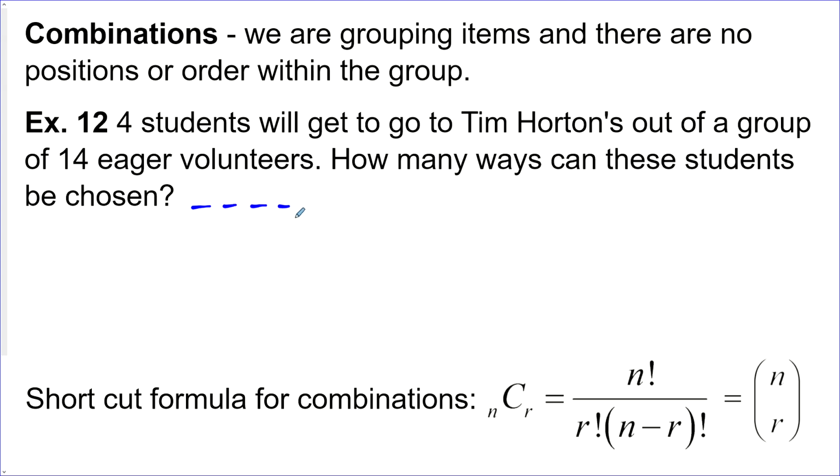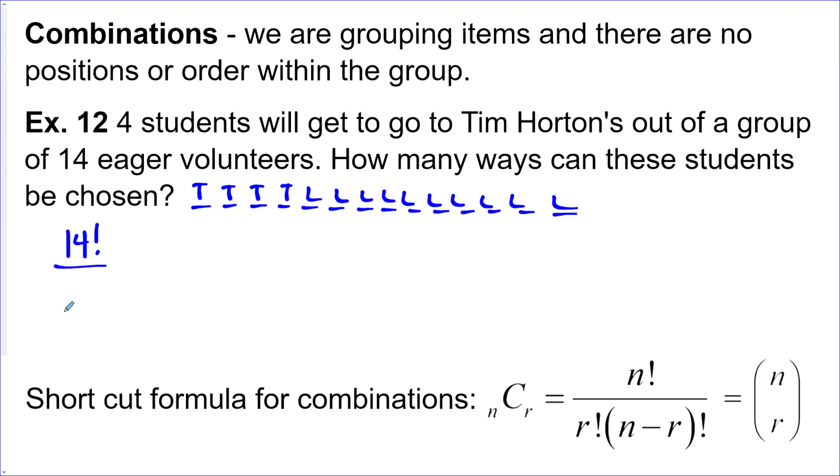1, 2, 3, 4, 5, 6, 7, 8, 9, 10, 11, 12, 13, 14. So we'll call 4 of them T's for Tim Hortons, and we'll call 10 of them L's for left out. 1, 2, 3, 4, 5, 6, 7, 8, 9, 10. Now we could find the answer to this using our regular method, 14 total factorial, divided by 4 factorial and 10 factorial. And this actually equals 1,001.